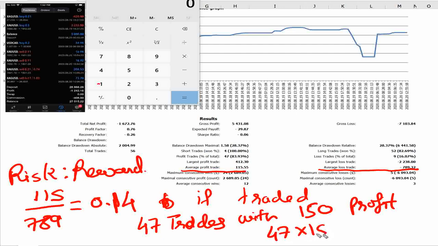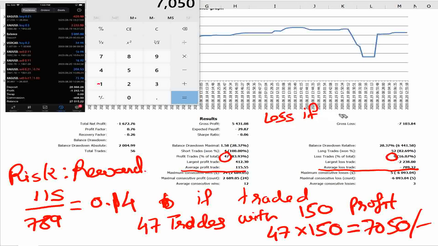So now if the client traded 47 trades with 150 profit, then his profit would be, as you can see on the screen, 7050 US dollars. Please understand, we are taking this 47 from the total profit trades. So the client has done total 47 profit trades and 9 loss trades. So if he earns $150 with a single trade, then his total profit would be 7050.